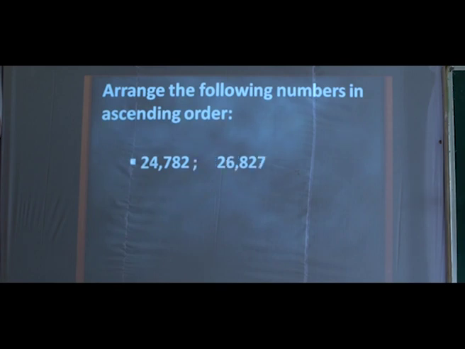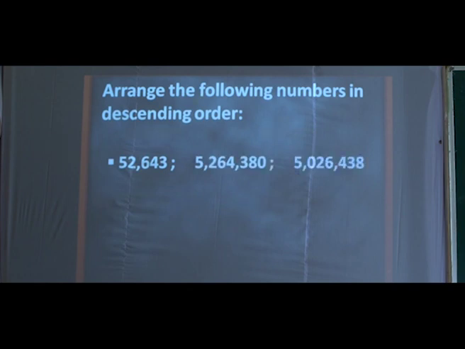24,782, 26,827, 19,990. The next question is, arrange the following numbers in descending order: 52,643, 5,264,380, 5,026,438. Arrange these numbers in descending order.